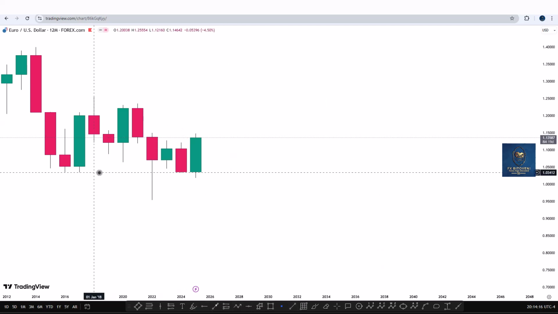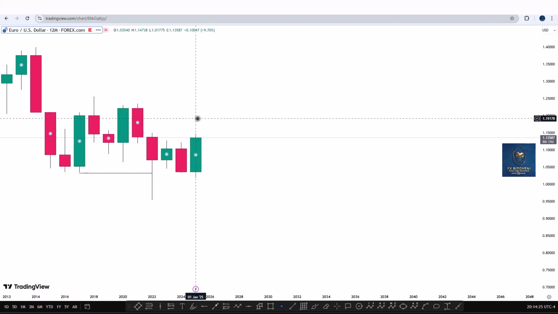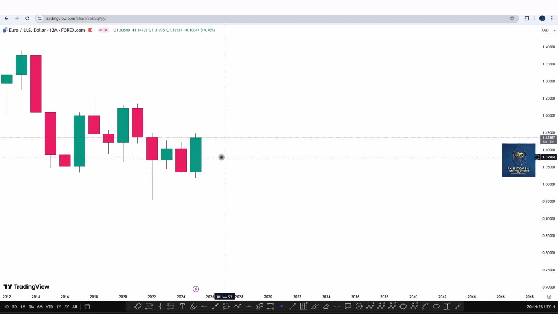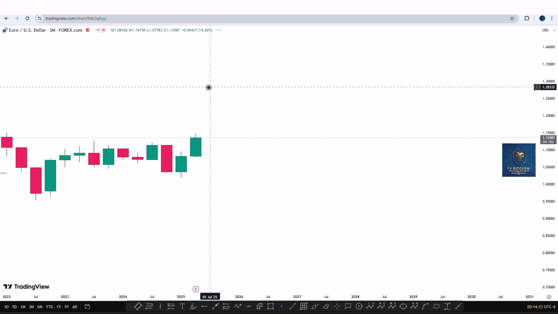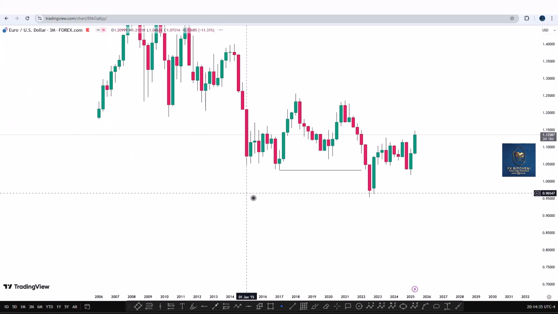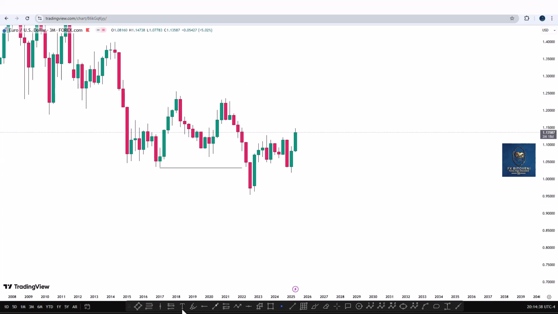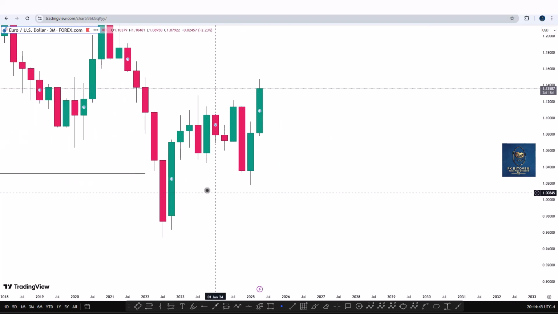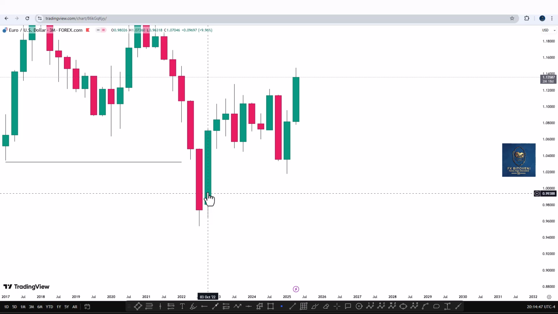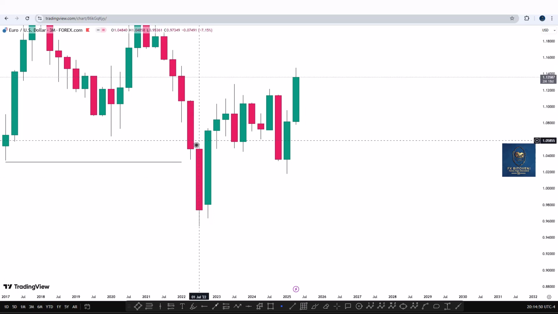So if you have something like this, understand that we are going higher. Price is going higher. It's a matter of working with your time frames, 3 months, 6 months, whatever. See that? It's the same in all time frames.